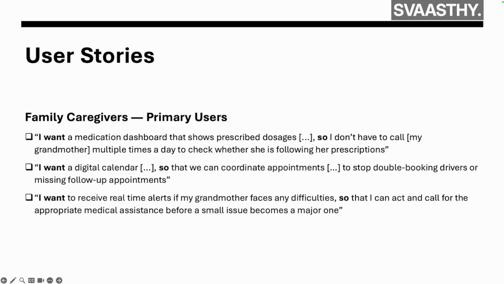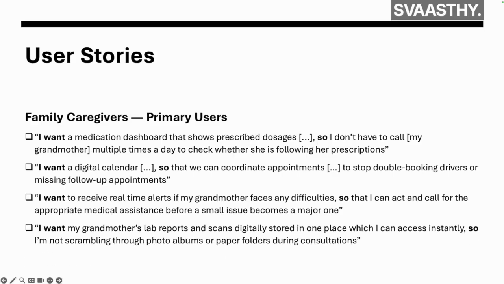The family caregivers also wanted to receive real-time alerts in the case of emergencies, if their respective family member was facing any difficulty, or maybe they were in an emergency situation. So again, very similar to the senior citizens, the family caregivers also needed a place where they could safely store their lab reports and their medical records.